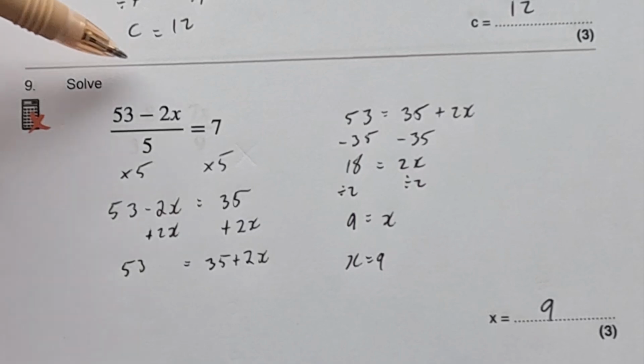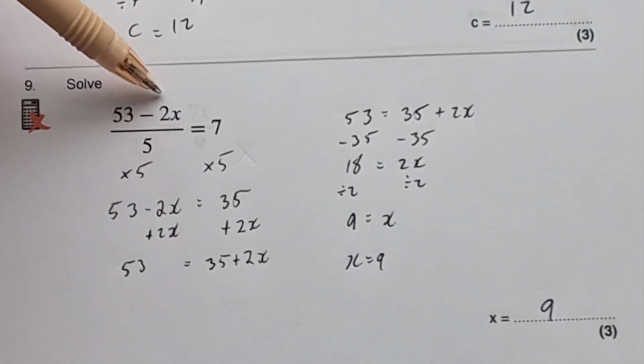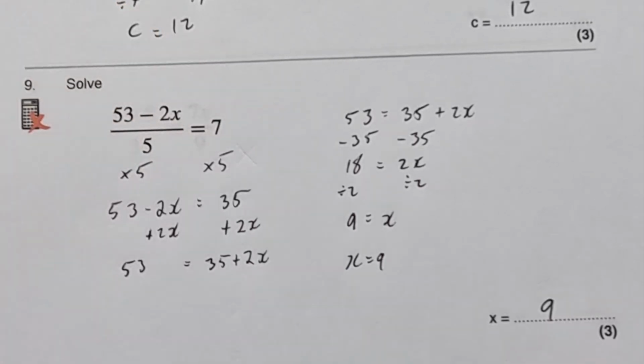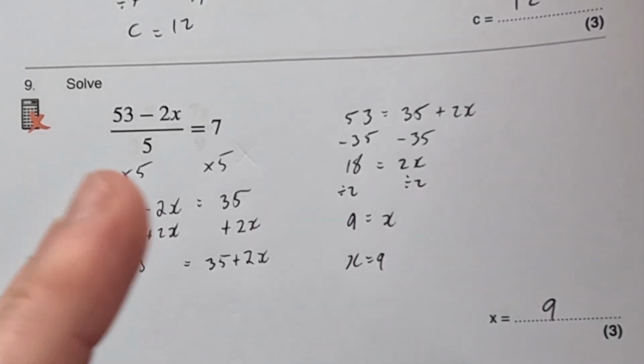And let's just check our answer. 2 times 9 is 18. 53 take away 18 is equal to 35. Divided by 5 is equal to 7, and that's it. So we know we've got that one right. Okay, let's look at our next question, question number 10.